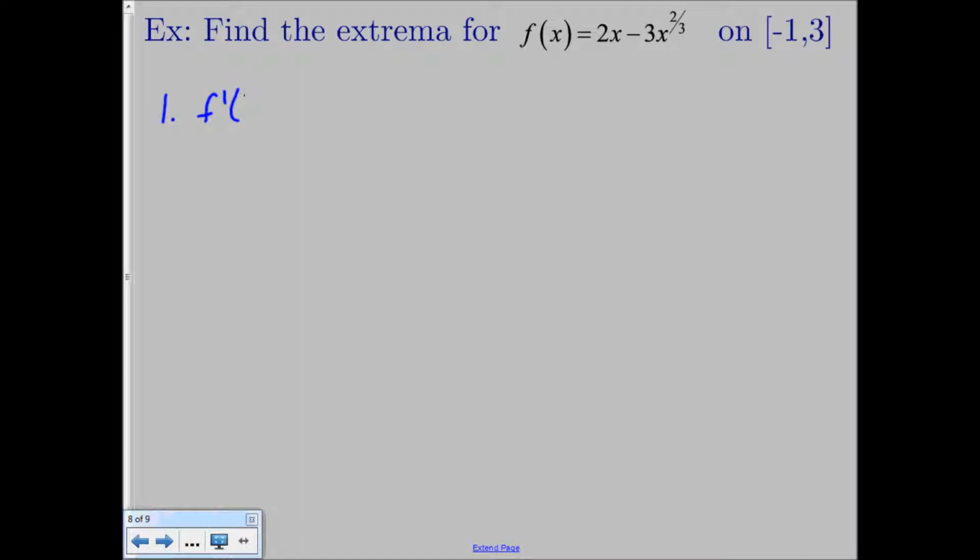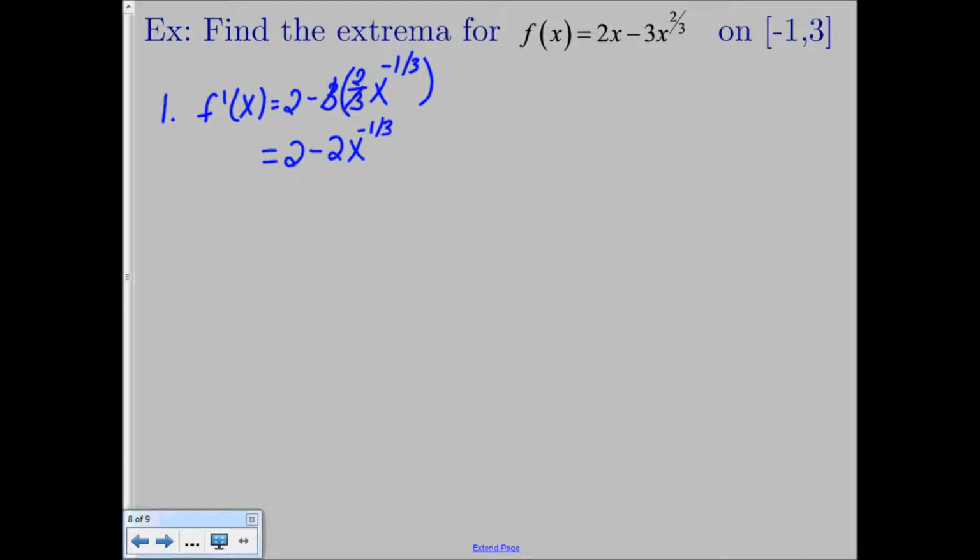So f prime of x is, again, going to be fairly straightforward just using our power rule. The derivative of 2x is going to be 2 minus 3 times the derivative of x to the 2/3. So using our power rule, we're going to bring down the 2/3, x, and then we're going to do 2/3 minus 1, which is 2/3 minus 3/3, so we're going to get -1/3. So if we simplify this real quick, these 3's will cross out, and we get 2 minus 2x to the -1/3.